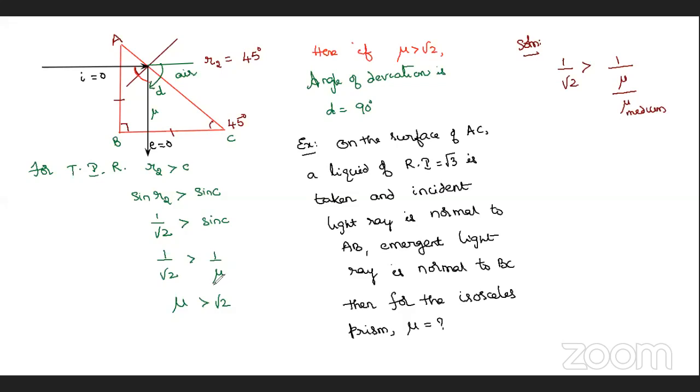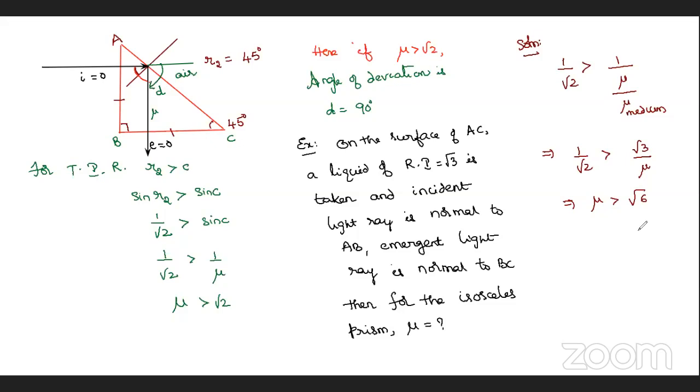This is 1/mu with respect to air, right? Yes, sir, with respect to air. With respect to air means that will come to the denominator, divided by mu air. Follow? Yes, sir. So that implies 1/√2 is greater than mu of medium, which is given as √3 for us.